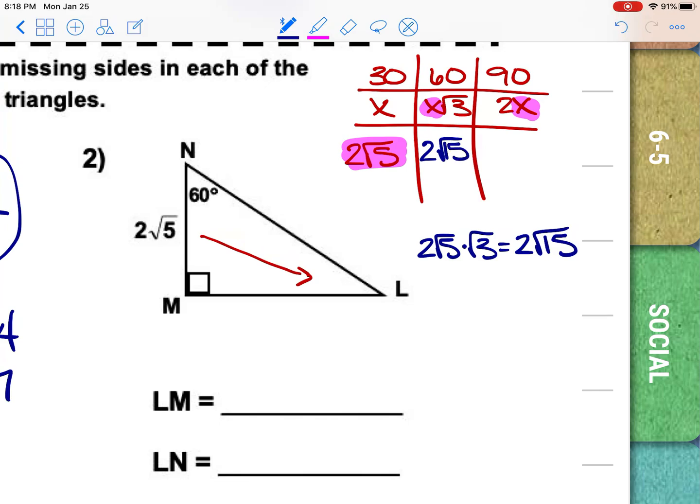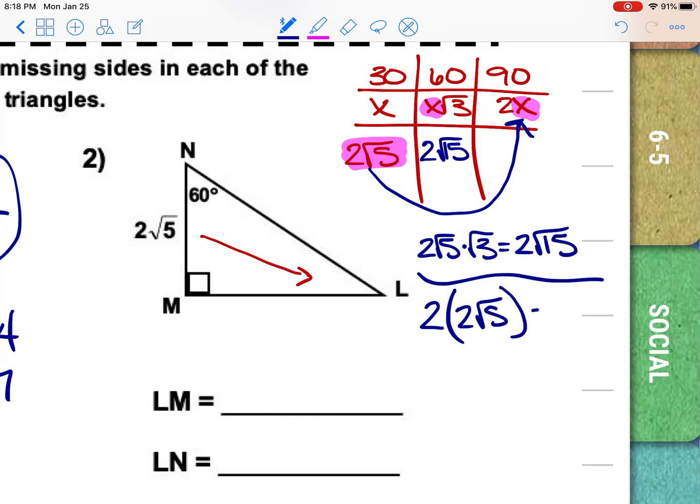Now we're going to do the same thing, but substitute the 2 square root of 5 in for the x here, and say 2 times 2 square root of 5. Our like terms here are the numbers on the outside, and so 2 times 2 would be 4, square root of 5, and that would go under the 90. Just squeeze that to the side.